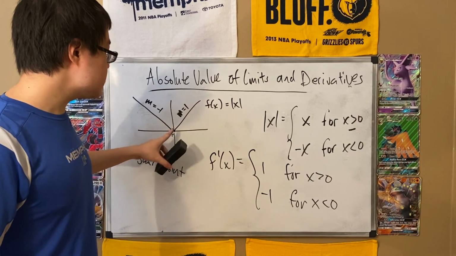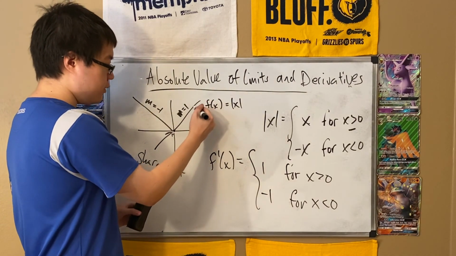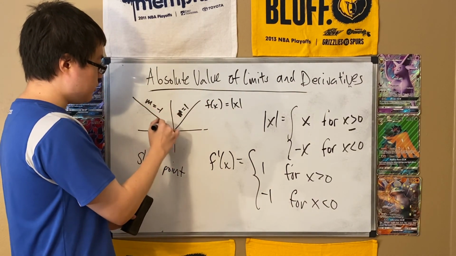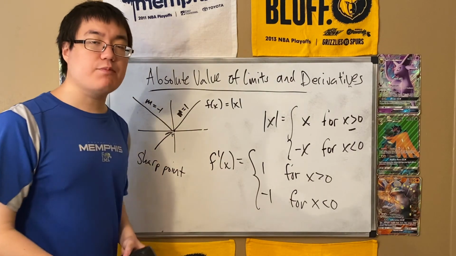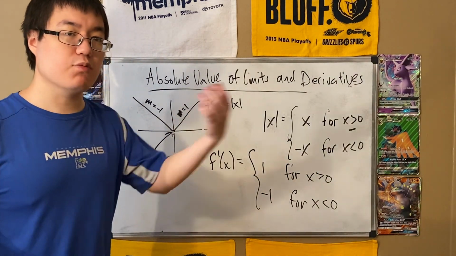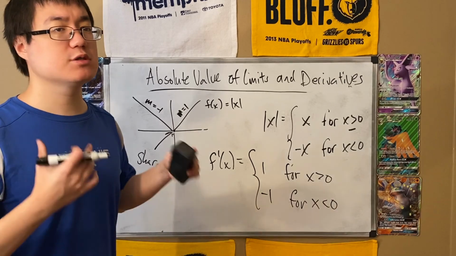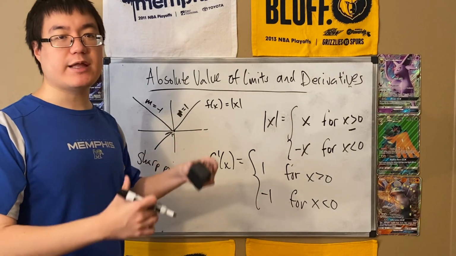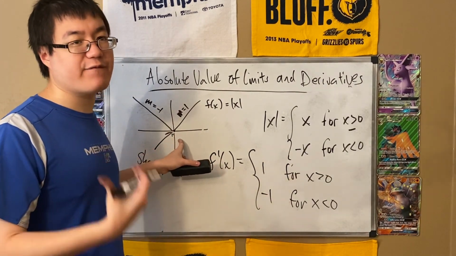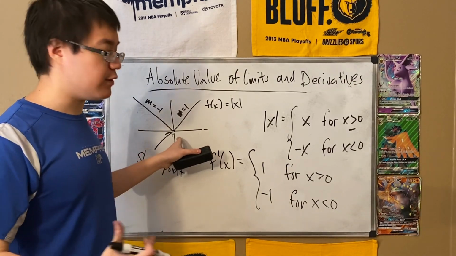And why is it dangerous? Well, look at the slope here. The slope is 1. Look at the slope here. The slope is -1. But they meet at this sharp point. So what should we describe the slope as? 1 or -1? Well, we can't choose two slopes for a single point. So that's why this thing actually isn't differentiable at this point. It doesn't have a derivative.